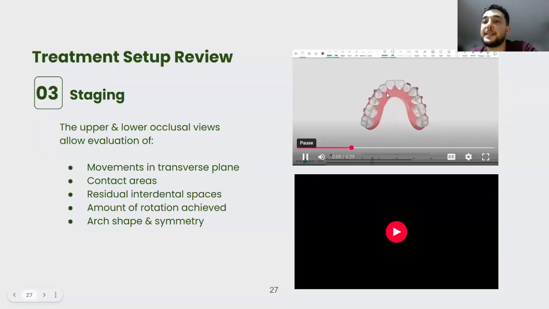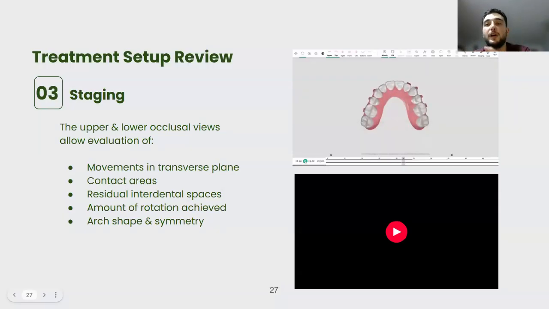These collisions mean that this movement is not going to happen. The tooth is going to want to move like the video in an optimal direction. But if we don't create space first for this movement, I'm going to get a block and I'm going to get loss of tracking. Or in the worst case scenario, I'm going to get unfavorable intrusion as the watermelon seed effect. So it's important to look at the transverse plane, the expansion, the contact areas.